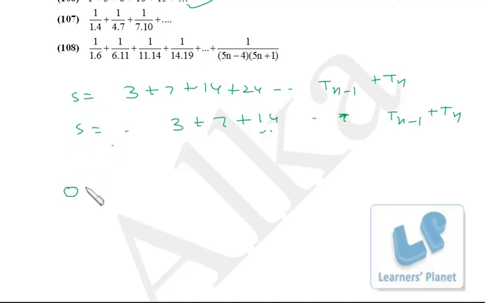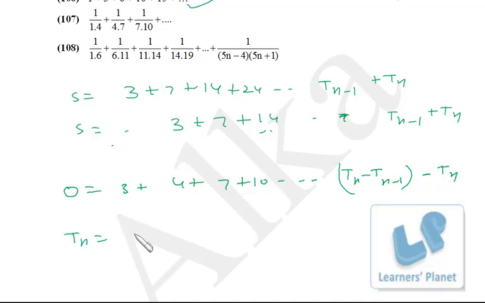Now S minus S is 0, 3 as it is, then this is 4 plus 7 plus 10, and here it is t n minus 1, and this is minus t n, because we are deducting this step from this. So t n, we can take this side. t n is equal to 3 plus 4 plus 7 plus 10 till t n minus 1. Now this is not the part of this arithmetic progression.